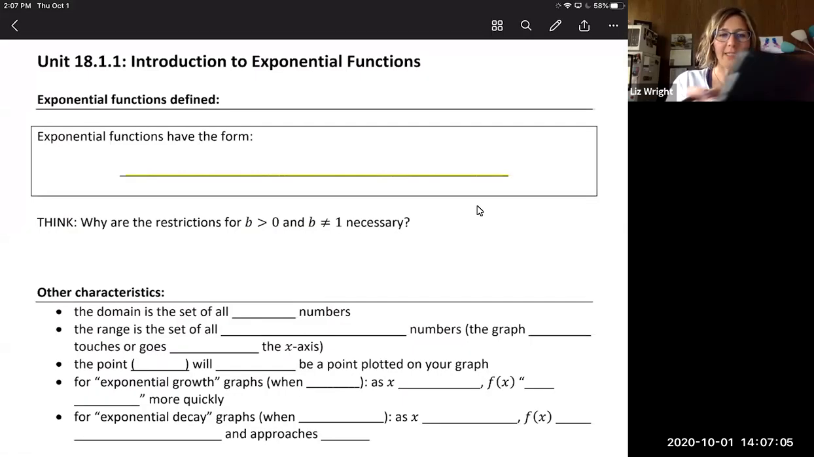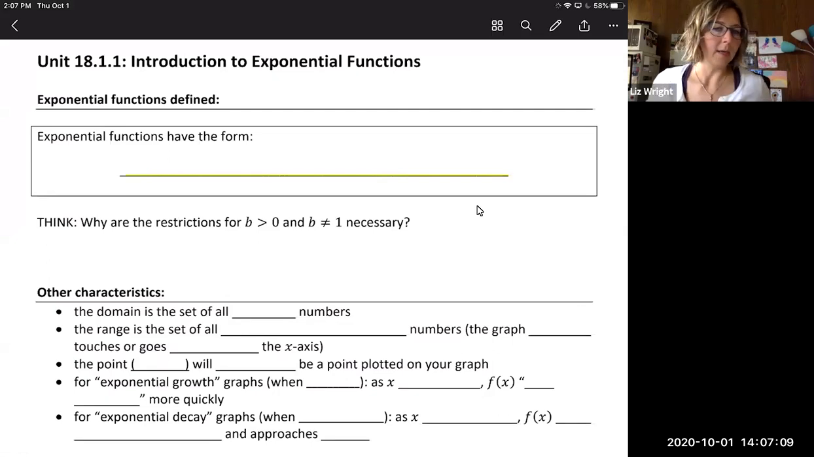Hi everybody, in this video we are going to be talking about 18.1.1, Introduction to Exponential Functions. So first what we're going to do is we're going to put our definition in here.